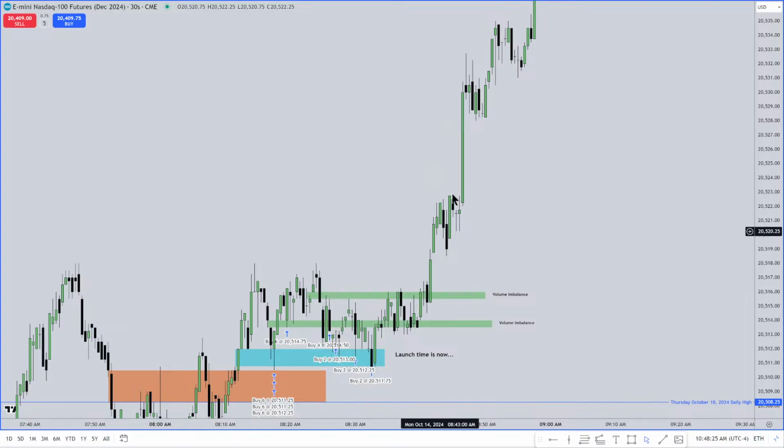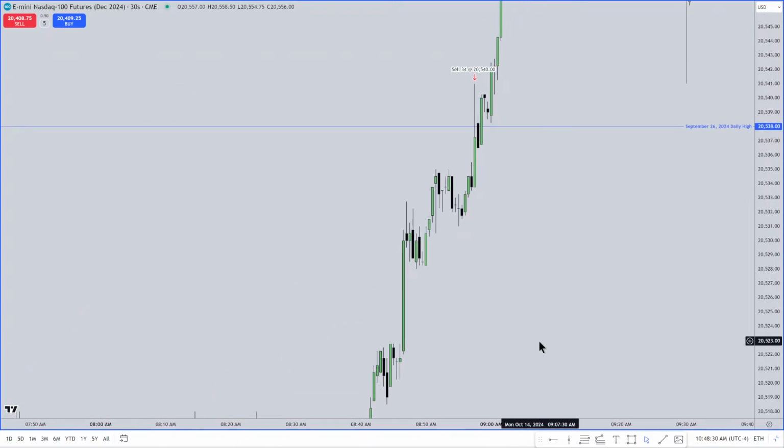And then you start seeing it run up. It gets this little volume imbalance tagged right there, and rallies up. And then there's the objective. Now I could have held for longer.